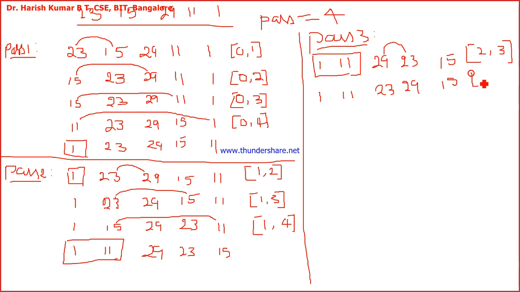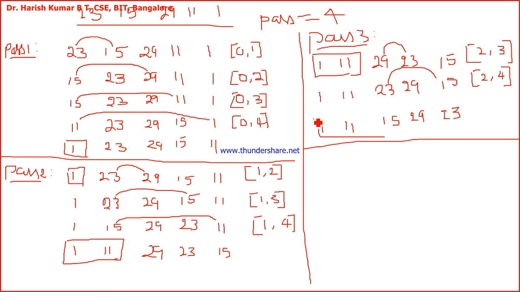Next, we go for comparing 2 and 4. These two are being compared. Since 15 is lesser than 23, 15 takes this position. 29 and 23 comes here. And this is the end of pass 3, and you can observe 3 elements have taken their position. Okay.